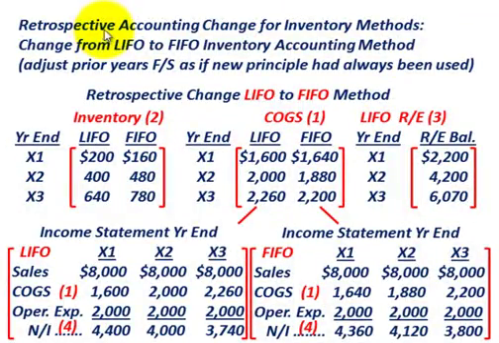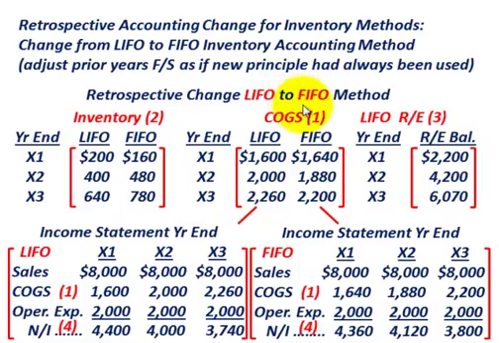What we're going to be going over here is retrospective accounting change for inventory methods. In our example, we're going to change from the LIFO inventory method to the FIFO inventory method for our accounting. When we make this retrospective change, we have to adjust our prior years' financial statements as if the new principle had always been used. So when we change from LIFO to FIFO, we have to restate our financial statements, or recalculate our financial records, as if we've been using FIFO all along.